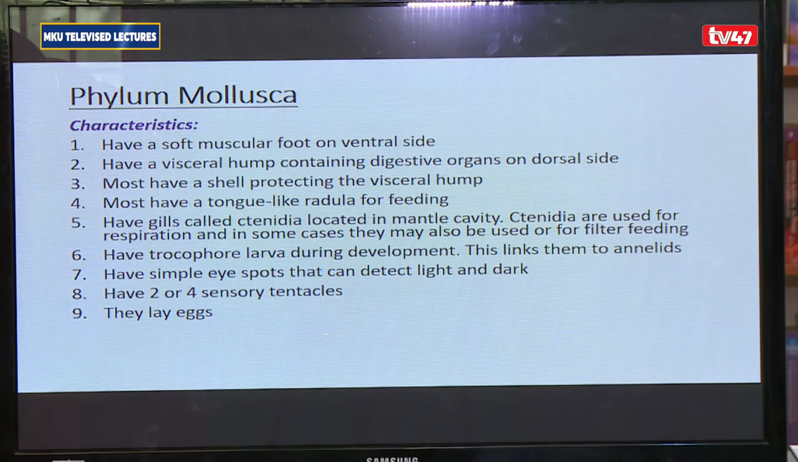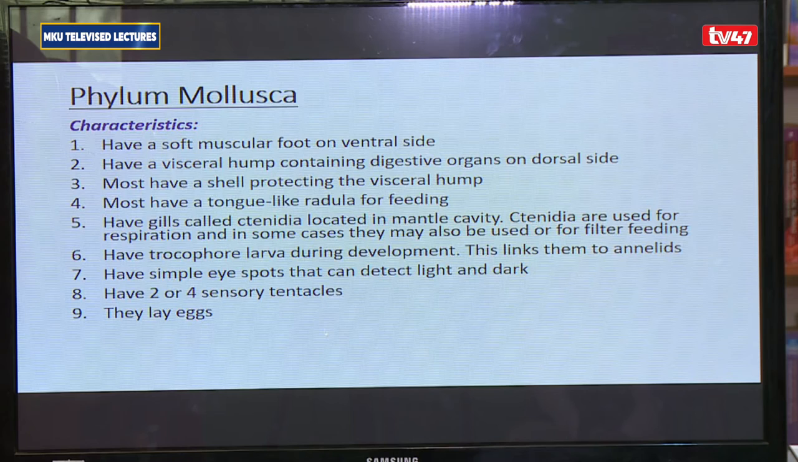Then you go to phylum Mollusca. Mollusca comprises organisms we call the mollusks. The characteristics they have: a soft muscular foot that is normally found on the belly side, also called the ventral side. They have a visceral hump on the back side, or dorsal side, and the visceral hump contains digestive organs. Visceral hump simply means an internal mass of substances within the organism. And then they also have a shell that tends to cover the visceral hump.